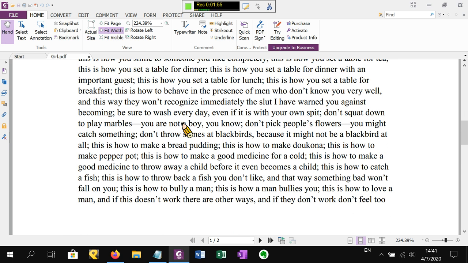Okay, don't squat down to play marbles. Of course, most directly, this is because proper girls and proper ladies are expected to wear dresses. When women first started wearing pants, it was very revolutionary. Dresses were considered to be less sexual because you can't see the shape of a woman's thighs and private parts if they're all hidden under a piece of cloth. But pants, as you know, divide the legs and show the groin area. So that was considered very revolutionary when women started doing that.